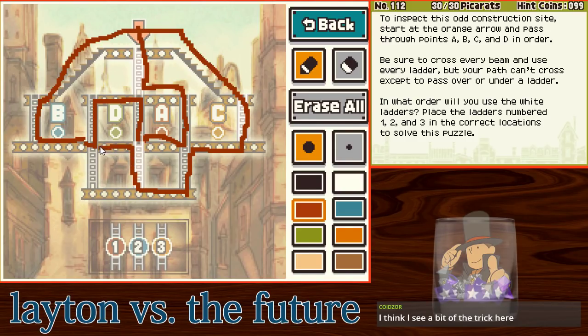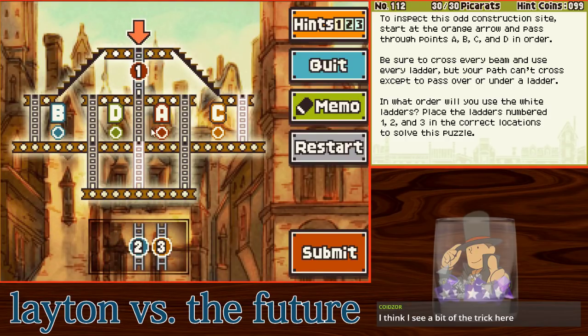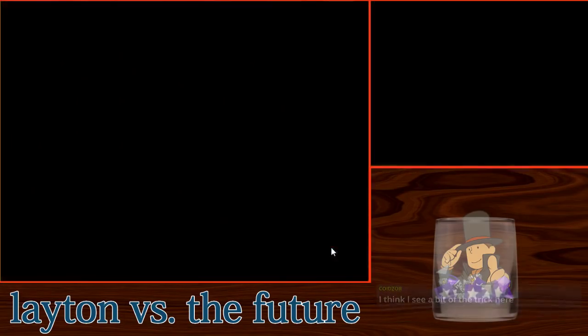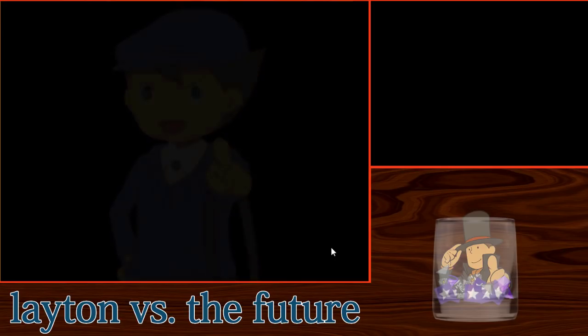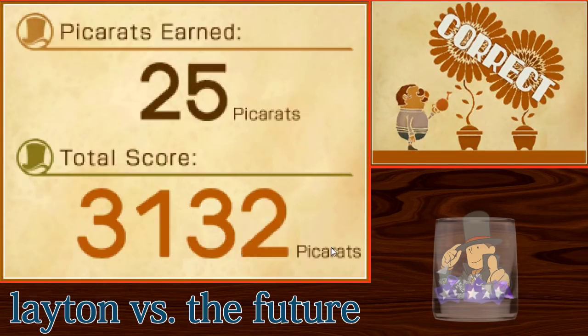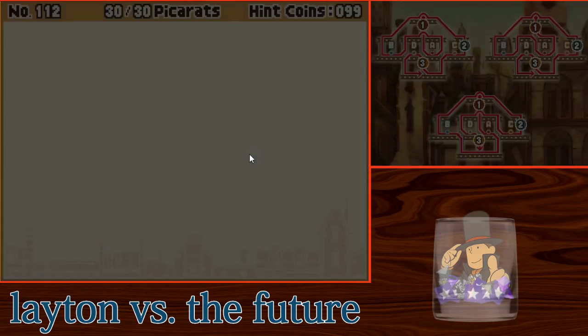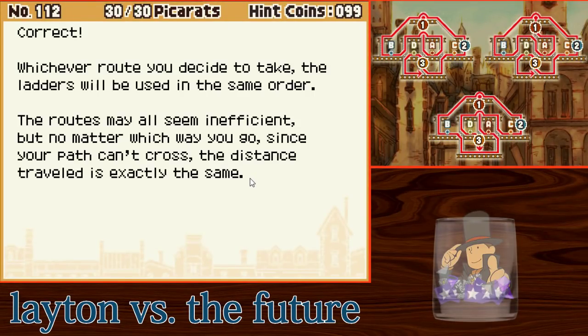Right? I mean, we can go up here and then left and then down. Or the other way around, it doesn't really matter. Either way, the order we used the ladders was 1, 2, and 3. That was what we did. Yeah. And that's what the puzzle was asking. Solved. Nice. No puzzle can stop Layton's apprentice. Oh, so it turns out no matter what you do, you still use the same order of ladders. Okay. That must have been hell to design.